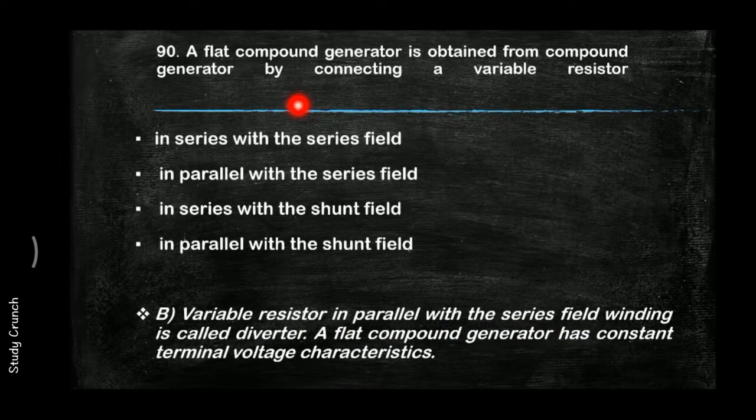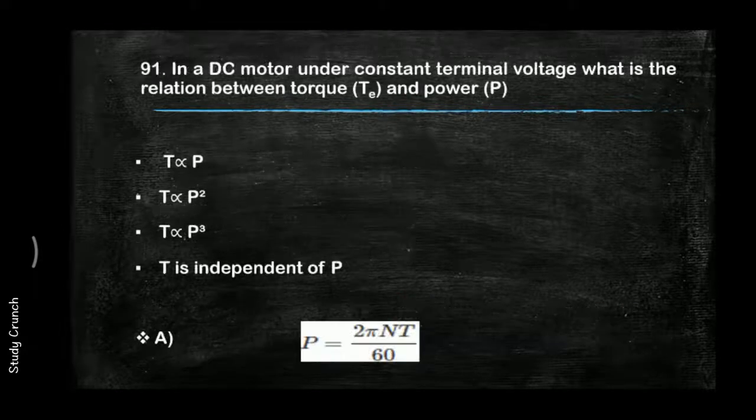Next. A flat compound generator is obtained from a compound generator by connecting a variable resistor in parallel with series field. So the answer is it is B. We know that the variable resistor in parallel with the series winding is called a diverter. A flat compound generator has a constant terminal voltage characteristic.